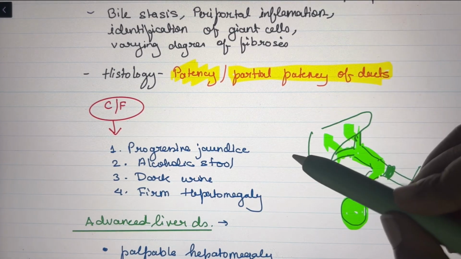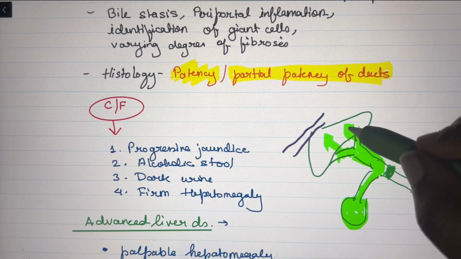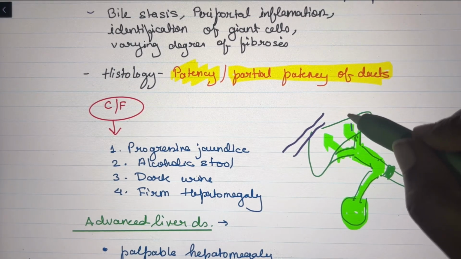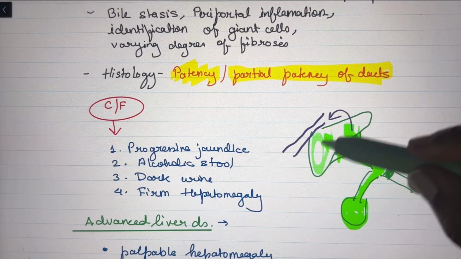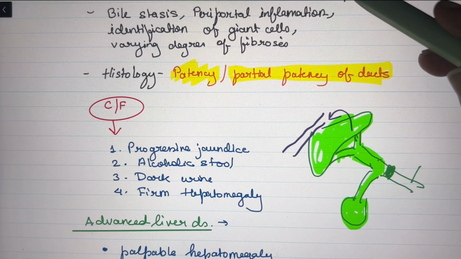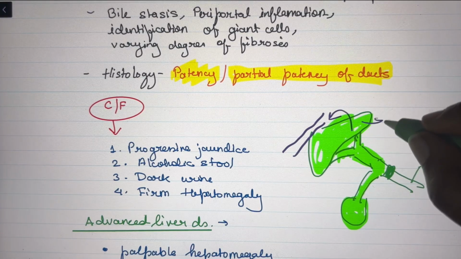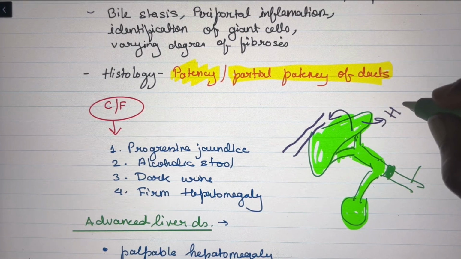And here we have the blood vessels. So the conjugated bilirubin will go into the blood vessels, and this bile will accumulate in the liver and will cause progressive jaundice and will also cause hepatomegaly.